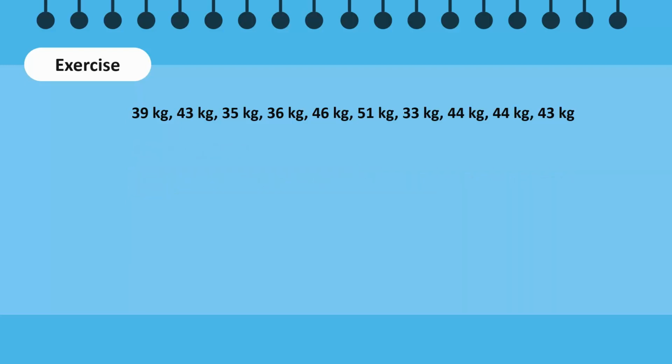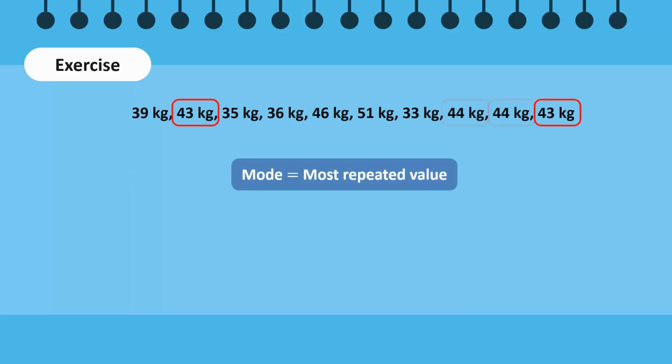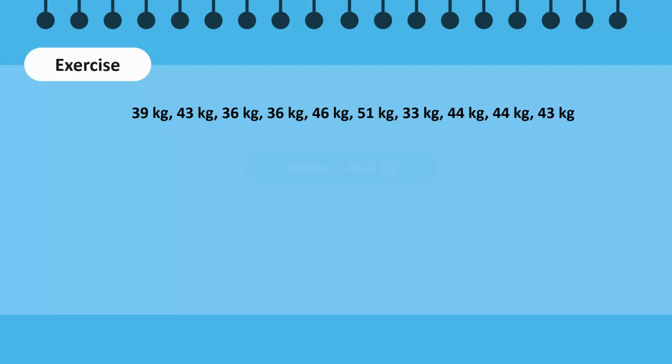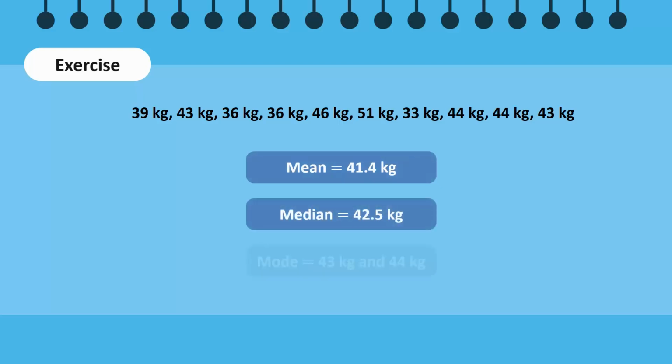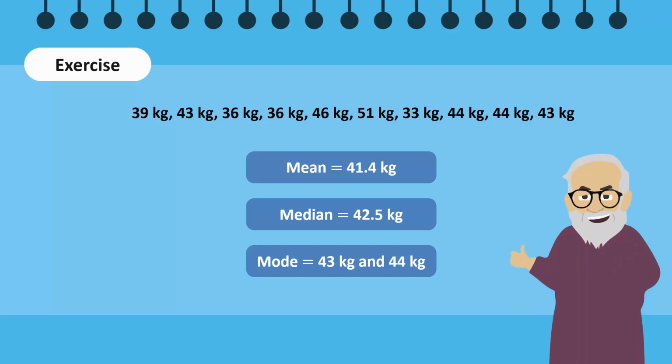Lastly, to calculate the mode, look at the weights that occur most frequently in this set of 10 values. Notice that 43 and 44 both occur twice. Hence, this data set has two modes, 43 and 44. Therefore, the mean weight for these 10 students is 41.4 kilograms, the median weight is 42.5 kilograms, and the mode is both 43 kilograms and 44 kilograms. Good job!